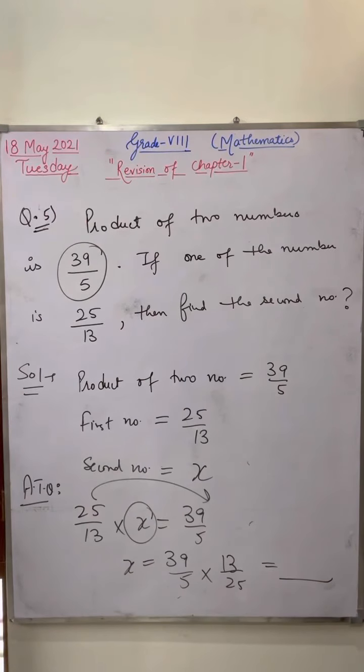Okay, so in this way you have to solve all the questions of chapter 1. Some questions are left. Right, the number system concept is left. Rest we have discussed in the class, that you can revise at home and bring your doubts.